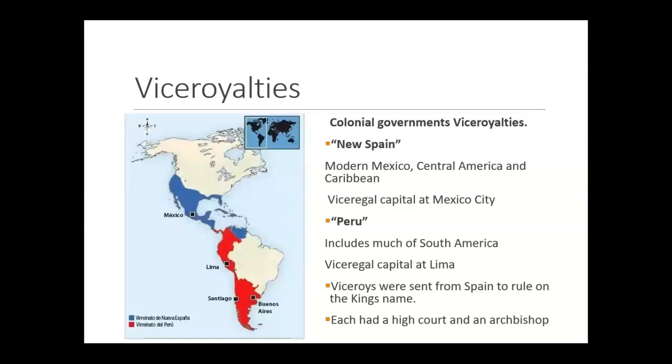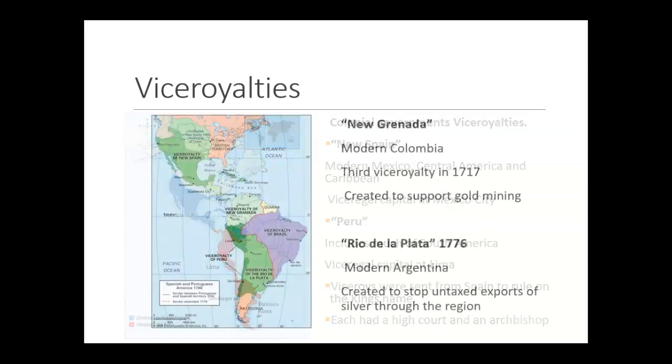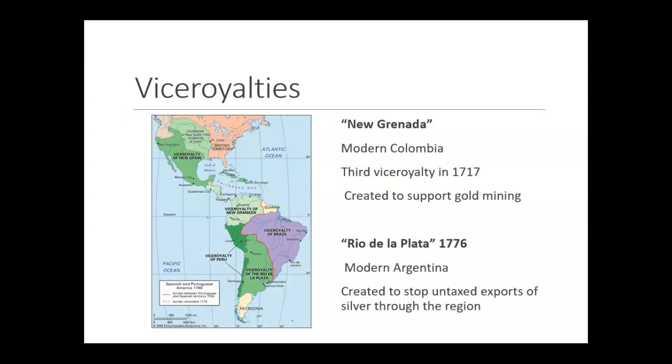The third Viceroyalty will be the Viceroyalty of New Granada. The Viceroyalty was created to support gold mining in the area. The last Viceroyalty was the Viceroyalty of Rio de Plata, in what is now modern-day Argentina. It was created to stop untaxed exports of silver through the region.